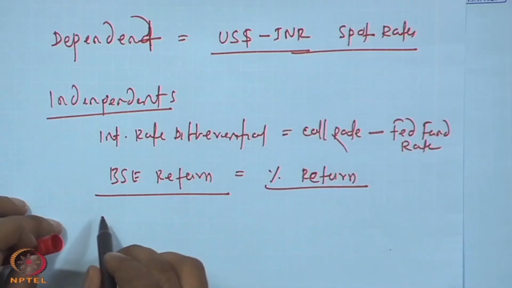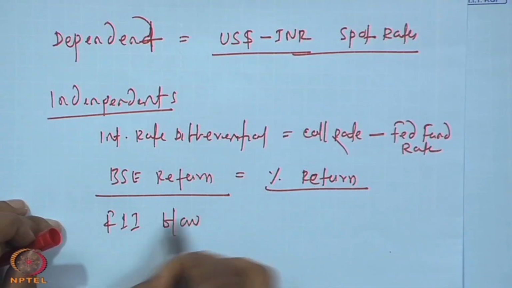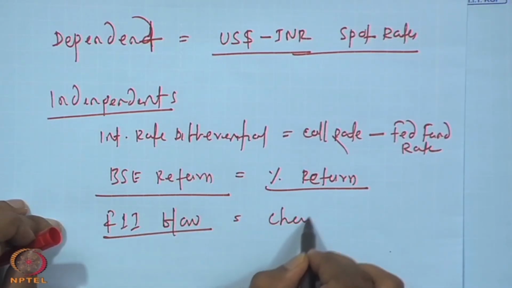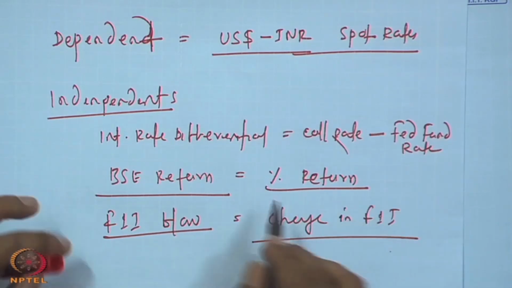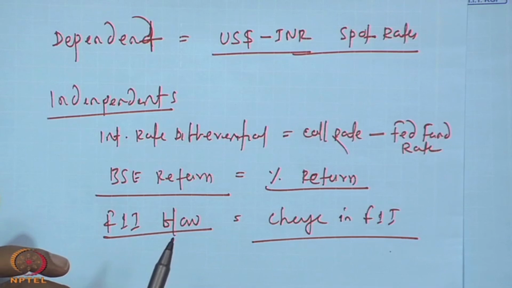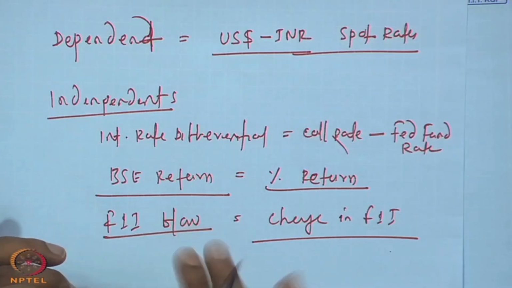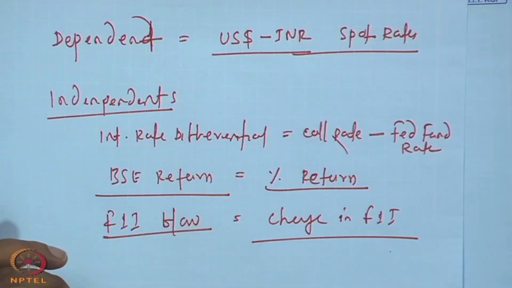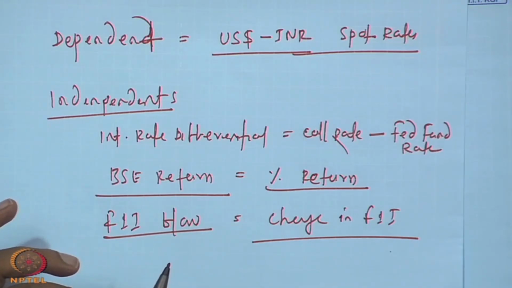Similarly, I have another variable, the change in FI flow. FI may come, FI may go, depending upon the exchange rate and the return. So what is the net inflow or outflow, and how is it changing? The FI net change is FI inflow minus FI outflow, that is the net inflow.